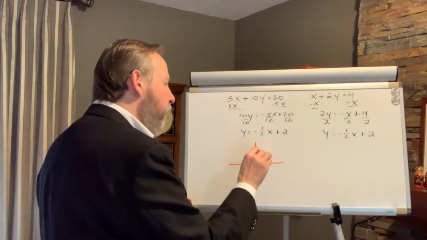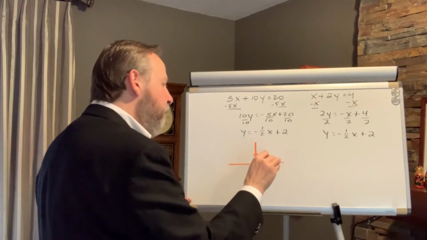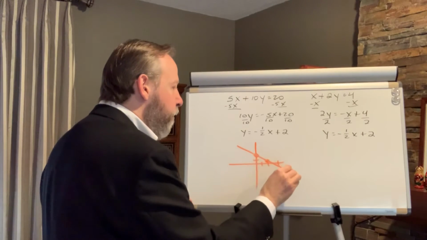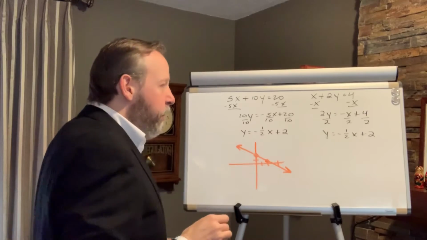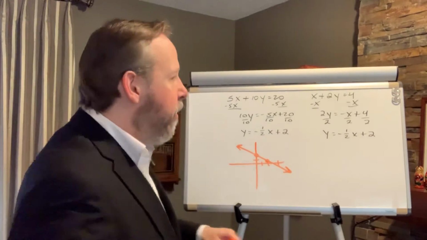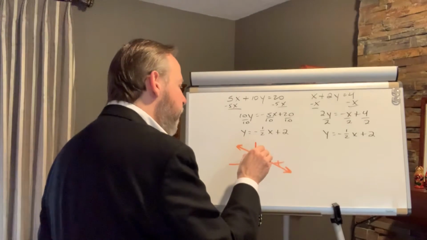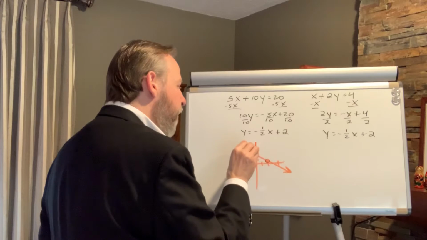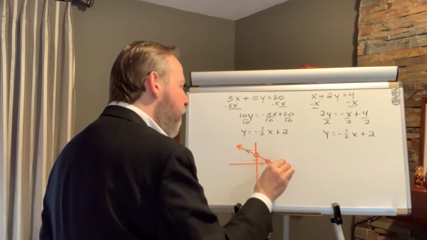Positive 2 is my y-intercept. The slope is negative 1/2. It goes down 1 over 2. So here is line number 1. But the other line happens to be the exact same line. So it's got a y-intercept at positive 2, and it's got a slope of down 1 over 2. And when I graph it, I get the exact same line.